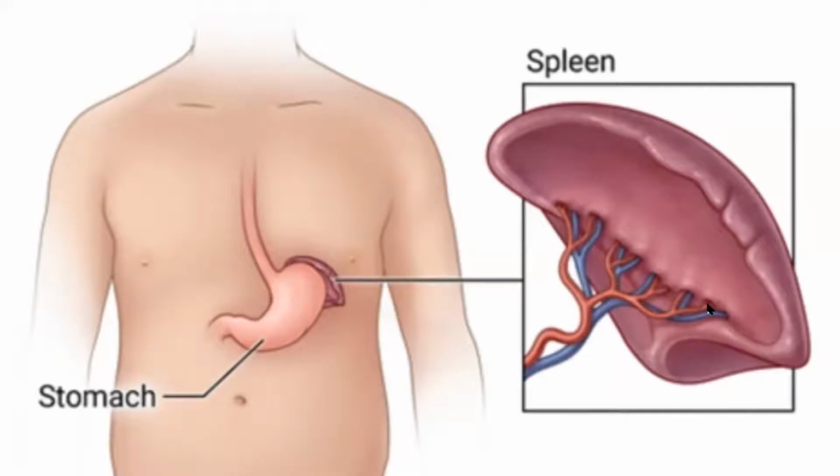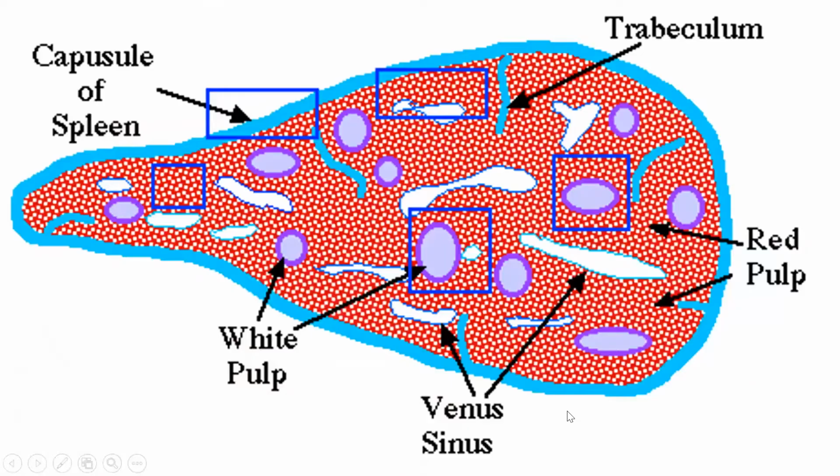The spleen can filter our blood. The blood can enter the spleen through the splenic artery and leave the spleen by the splenic vein. In the spleen, we have a capsule which covers the organ from outside, and you can see it in blue color here. From the capsule, we have some short trabeculae which come into our organ.